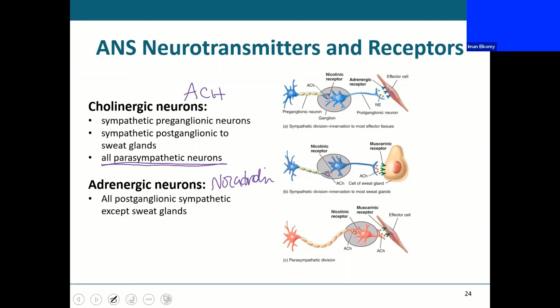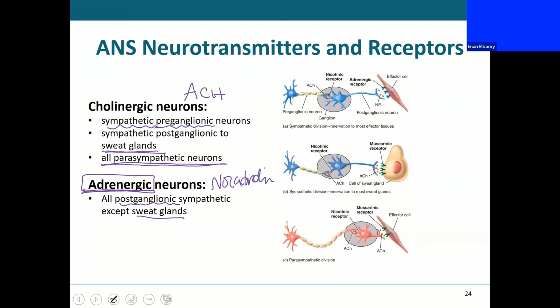Okay. Parasympathetic neurons only like acetylcholine. That's how it is. Cholinergic neurons in the sympathetic division: all preganglionic sympathetic neurons will secrete acetylcholine. What about your postganglionic neurons for the sympathetic division? They will secrete noradrenaline. They are adrenergic neurons. There is one exception. The exception is your sweat glands. Why? Because they are cholinergic. So your postganglionic only to the sweat glands is what secretes acetylcholine.